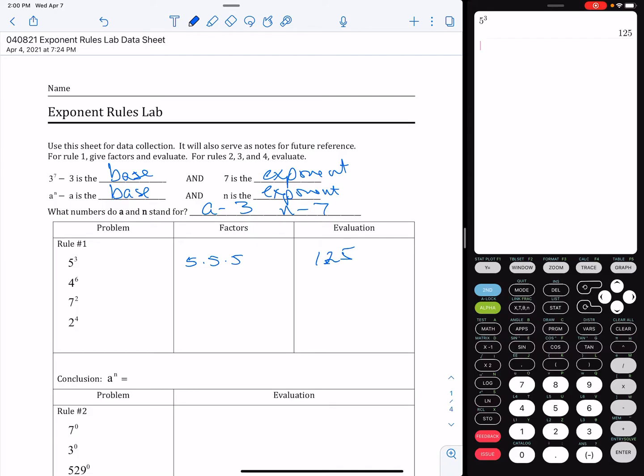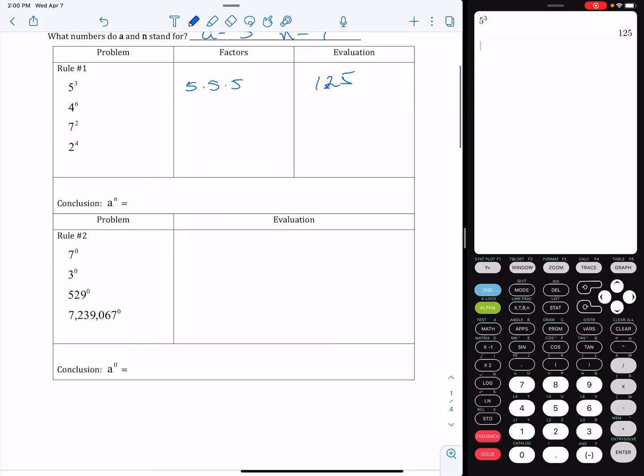Then you're going to do the same thing to the next one. 4 to the 6th power, write out the factors, and give me an evaluation. 7 to the 2nd, 2 to the 4th, and so on. Then I want you to look at all of the factors and all of the evaluations and see if you can write a sentence right here to tell me what that a to the nth power means. What does that mean that we're going to do if you have a problem in that format?